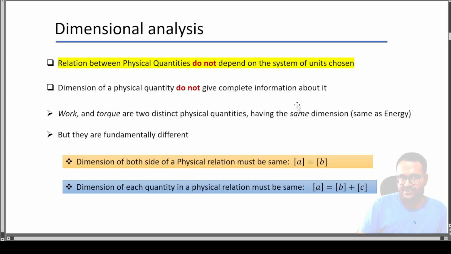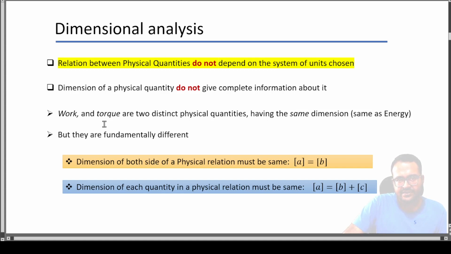Of course, the dimension of a physical quantity does not give complete information about it. Dimensional analysis is a tool, but it is not the whole of physics. But it is a very important tool. By dimensional analysis, we'll get information about how the quantities are related. That is very important, and it has many practical applications. We have used dimensional analysis in history. You'll know that, I'll tell you.